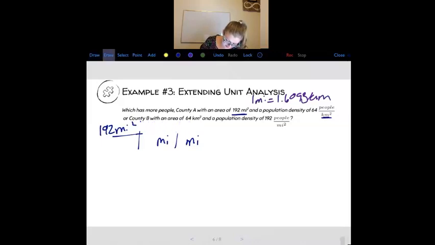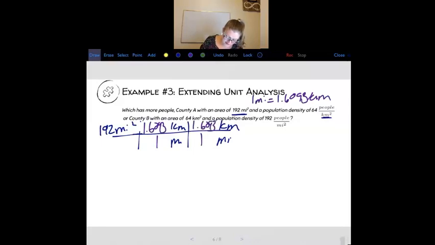Give me just a second. There we go. So we have 1 mile, 1.6093, 1.6093. Double check that your units cancel, miles cancels twice, and we'd be left with kilometers squared. So we take 192 times 1.6093 times 1.6093, and we end up with 497.251 kilometers squared. Okay, so again, this is for County A.